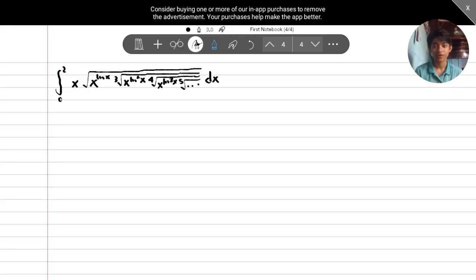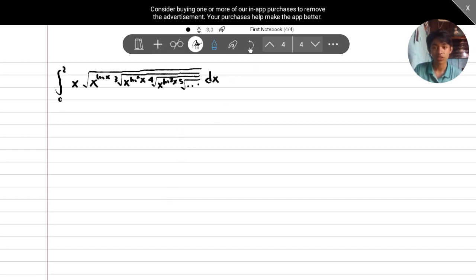Hello everyone, welcome to Enigma channel, and for today's video we are going to solve this problem, an integration which consists of a nested square root. So as we can see, we have an integral given by the integral of x times the square root of x raised to ln x times the cube root of x raised to ln of squared x times the fourth root of x raised to ln of cube x times the fifth root and etc. from 0 to 2 dx.